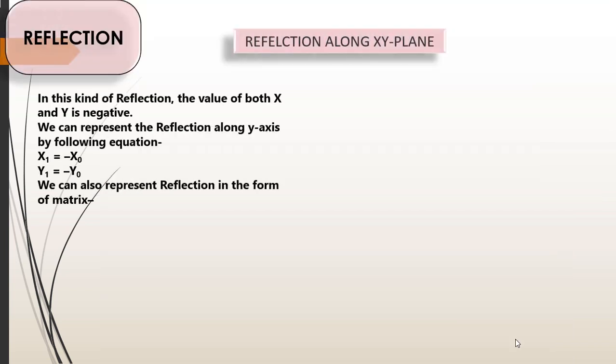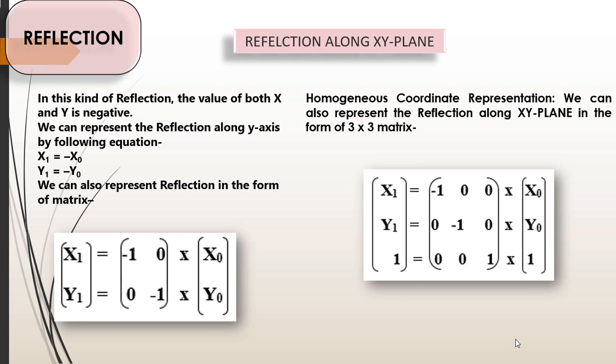Now let us take a reflection along the xy plane. In this kind of reflection, the values of both x and y are negative. We can represent the reflection by using the equation x1 is equal to minus x0, y1 is equal to minus y0. In matrix form, x1 y1 equals minus 1 0 0 minus 1 times x0 y0. For homogeneous coordinate representation, we can represent the reflection along the xy plane in the form of a 3 by 3 matrix: x1 y1 1 equals minus 1 0 0, 0 minus 1 0, 0 0 1, times x0 y0 1.